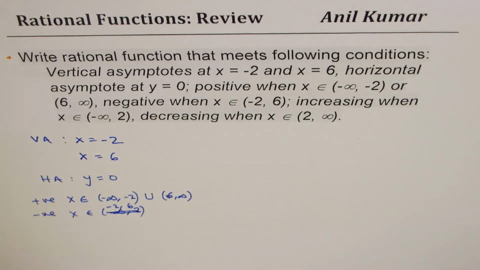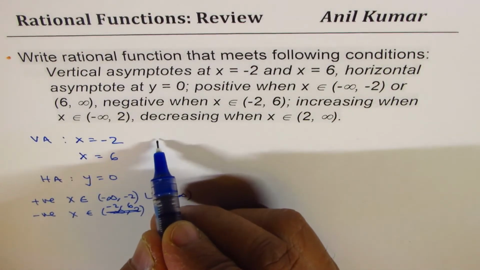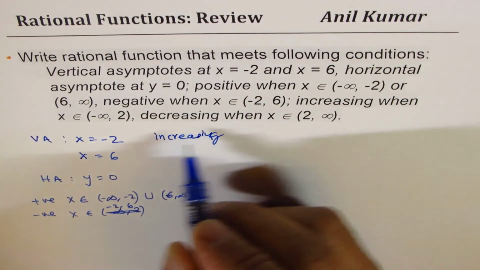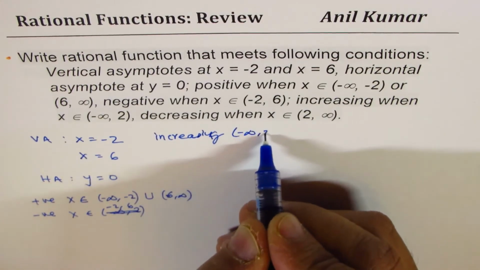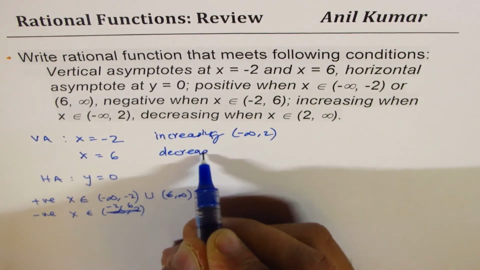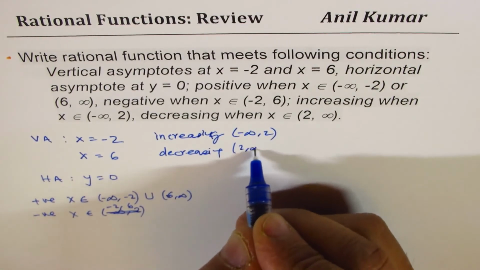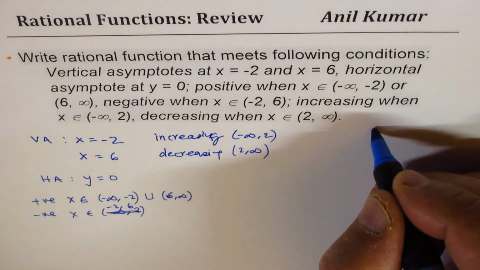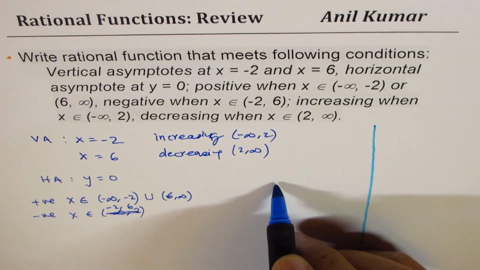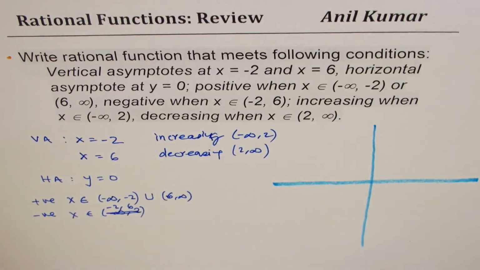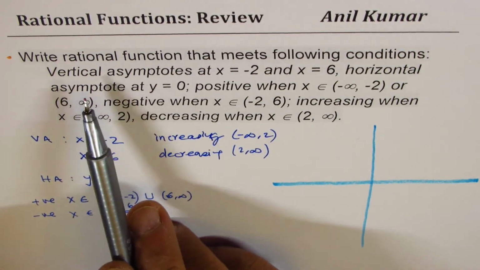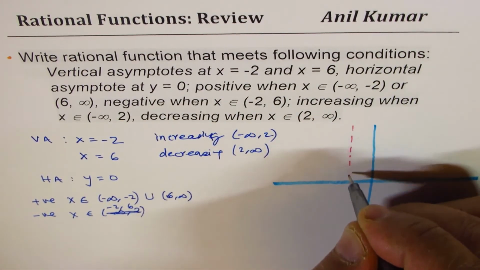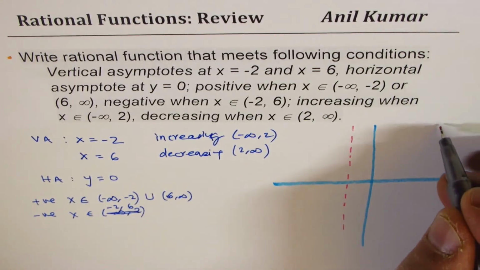Okay. I don't have space here. So let me write increasing in the interval minus infinity to 2, and decreasing from 2 to infinity. So this is a lot of information. What I normally do is I put the information straight on the graph. Let me show you how. So that's my graph. So as you read, vertical asymptotes at minus 2 and 6. So let's say this is minus 2. All my graphs are rough sketches, but they are meaningful.